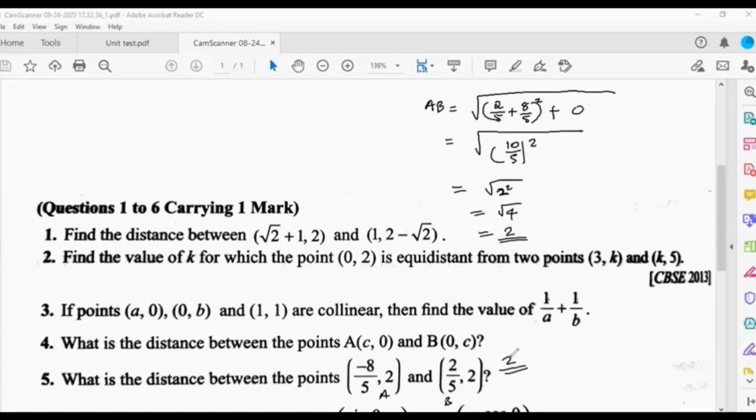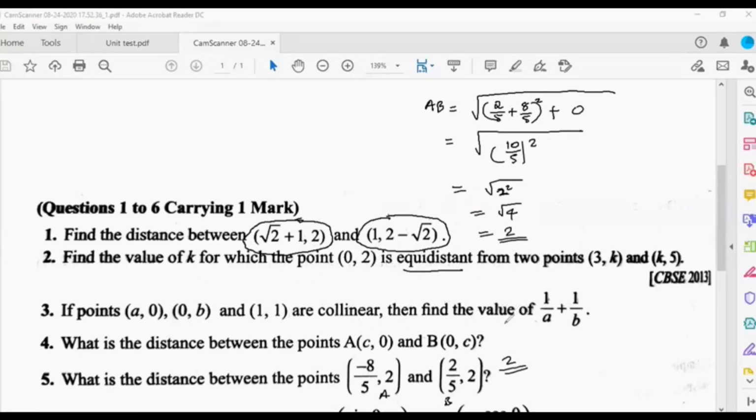Actually, these 5 questions are very simple questions. The first one, when you see the question with root 2 plus 1, it may look difficult, but when we do it, it is very simple. Whenever we take the square of some irrational number, the root will be cancelled. That's the idea here. And the second question is also very simple. We know the idea: equidistance means equal distance. We have discussed such a similar question in the lesson.